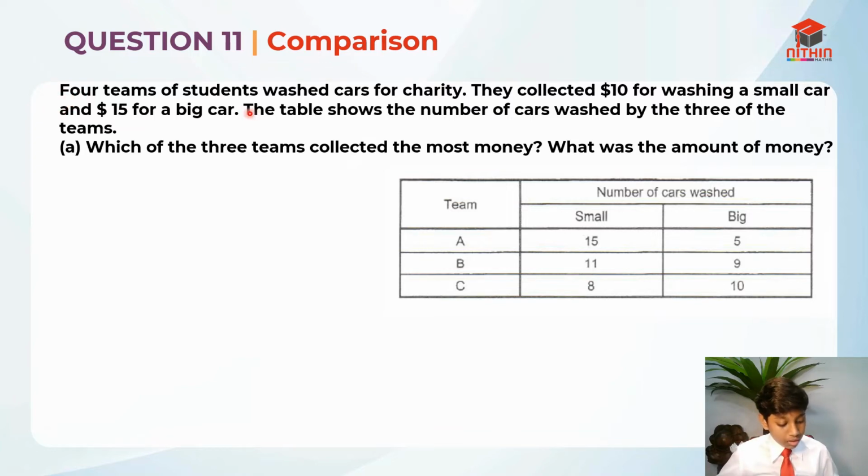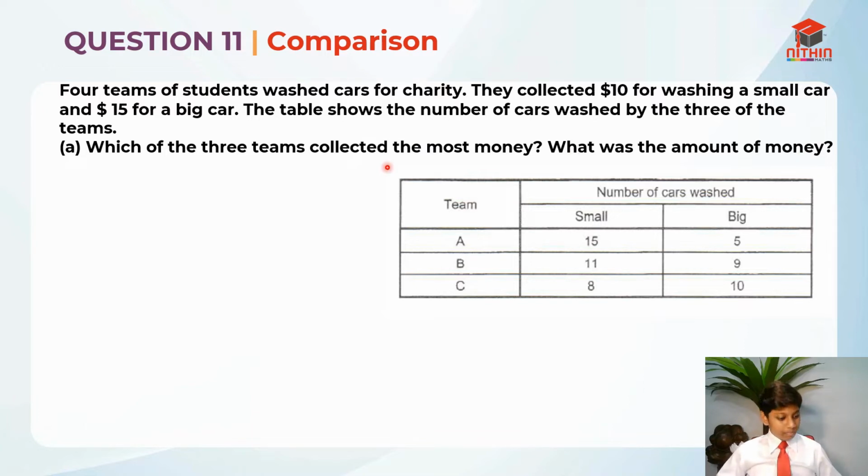4 teams of students wash cars for charity. They collected $10 for washing a small car and $15 for a big car. The table shows the number of cars washed by 3 of the teams. So the table shows only the 3 teams, not the 4th team. Part A. Which of the 3 teams collected the most money? What was the amount of money?